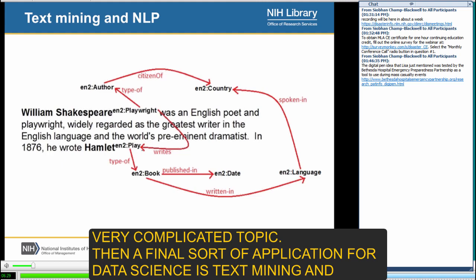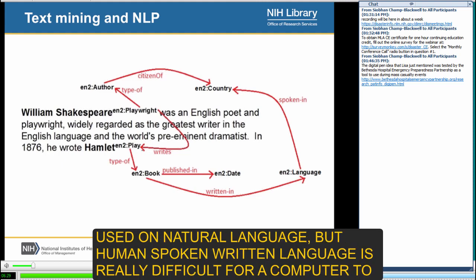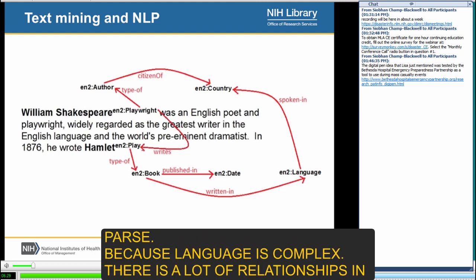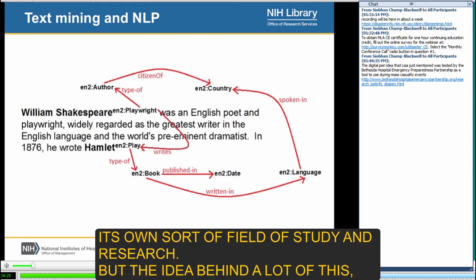And then a final application for data science that I'll mention is text mining and natural language processing. So the two previous types of machine learning that we looked at can be used on natural language, but human spoken written language is really difficult for computers to parse because language is complex. There's a lot of relationships in sentences. There's a lot of subtlety to how language is used. So natural language processing is its own sort of field of study and research.